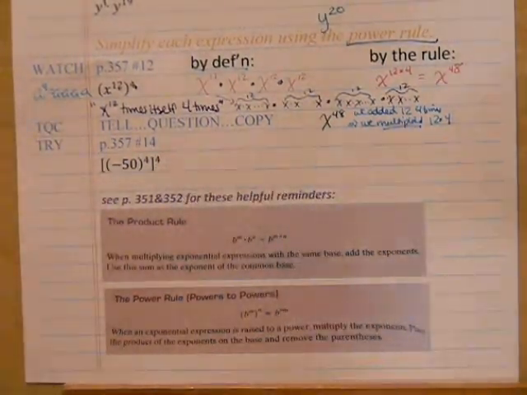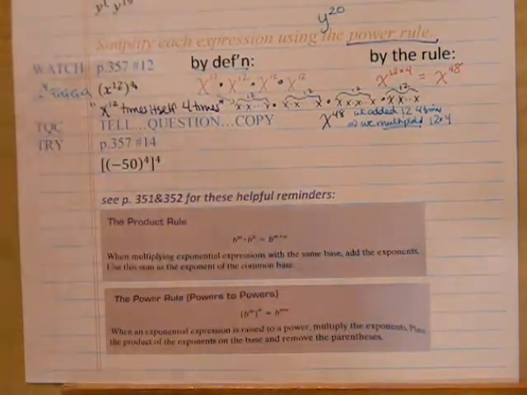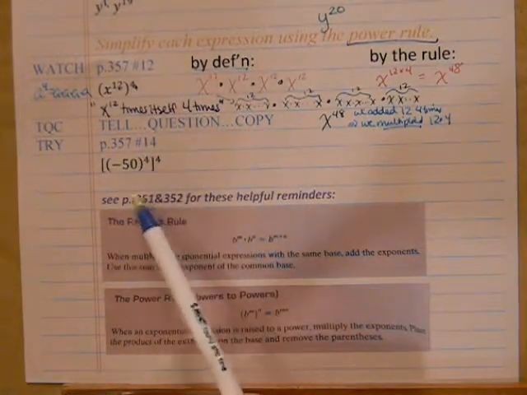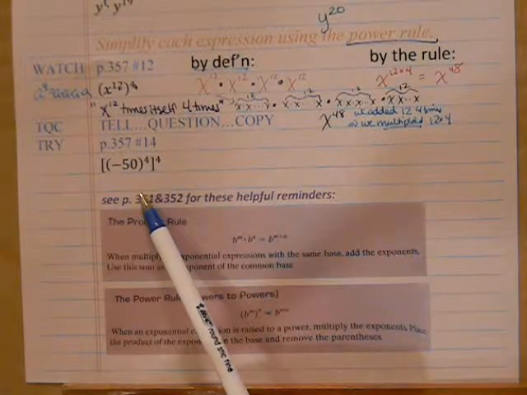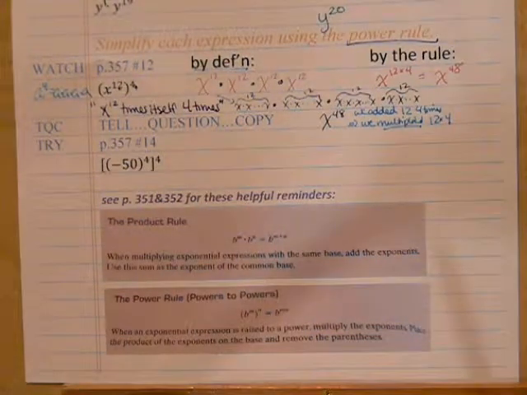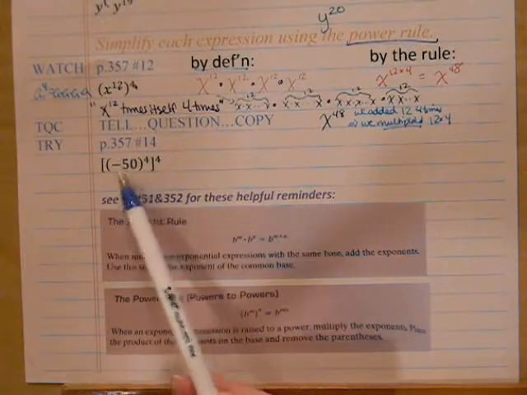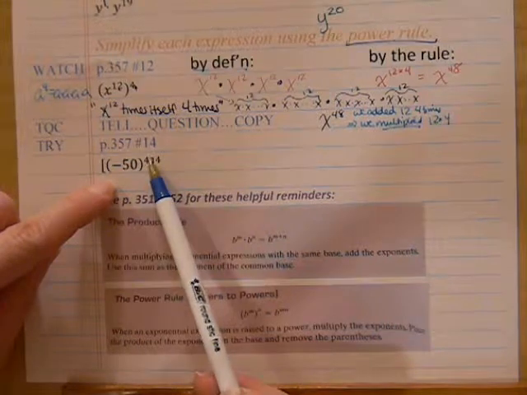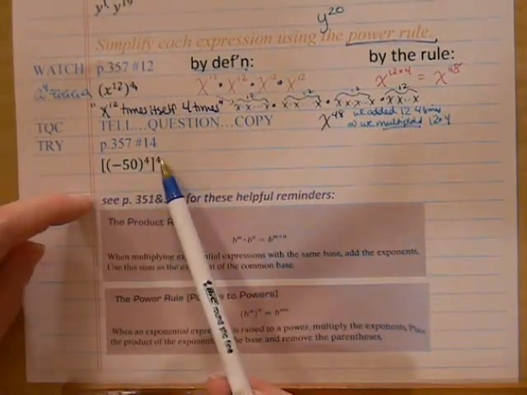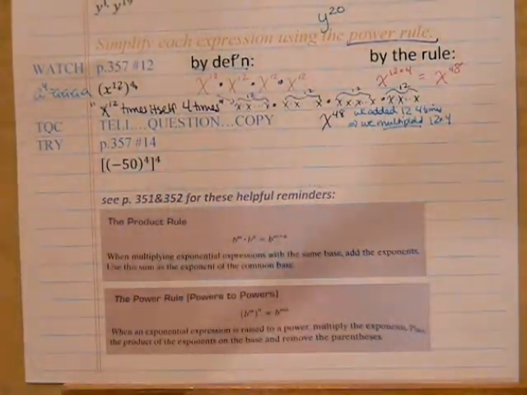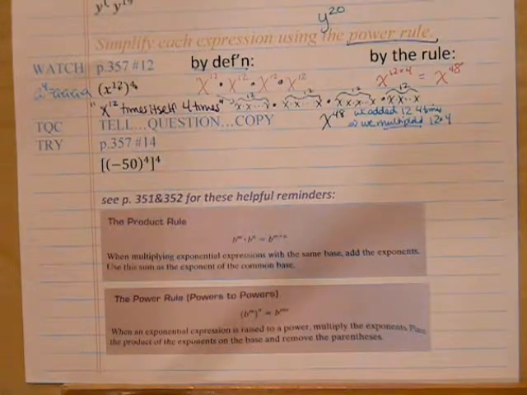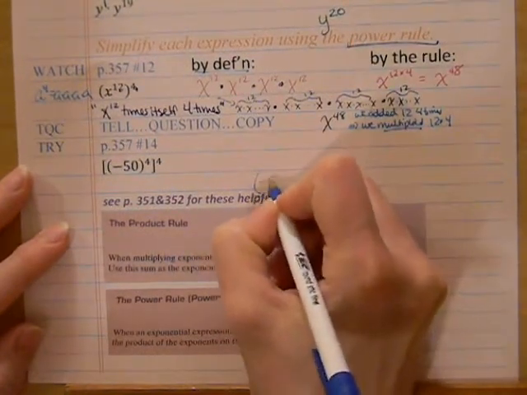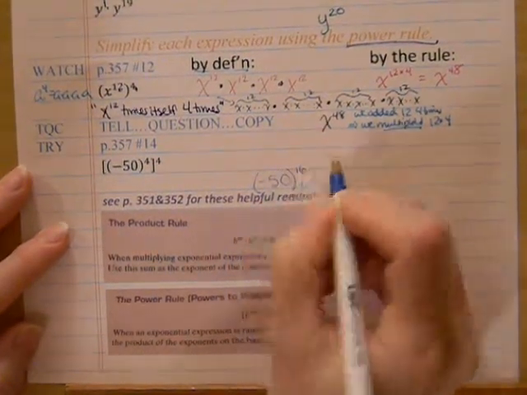And then once you feel comfortable with the notes here, pause the video, try number 14, and you might want to ask yourself, what's different about this one? Of course that answer is, it's negative inside, but is that going to change what we do with the rule? No, the whole thing is being raised to the 4, and that whole thing is being raised to the 4. So pause now, try it, come back. Your final answer here should be negative 50 to the 16th power.